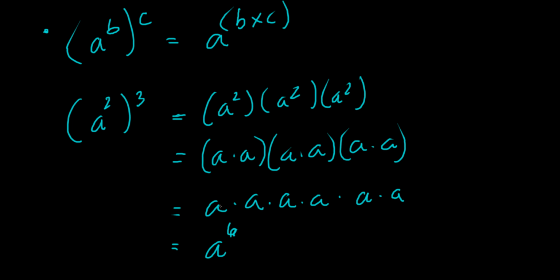And that's what we should have predicted using our rules. We had a 2 and a 3 for our exponents, and this says multiplying them together will give us the answer. So 2 times 3 is 6. Note that when we expand that out, that's exactly what we get. We get a to the 6th power.